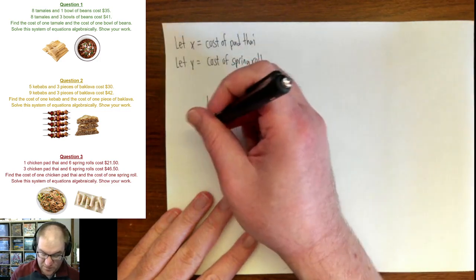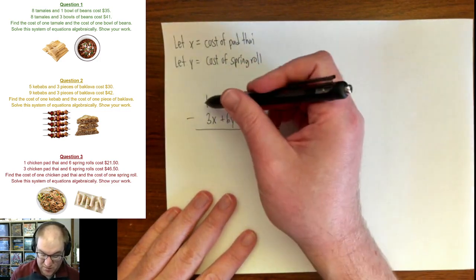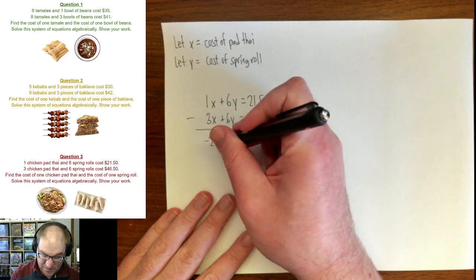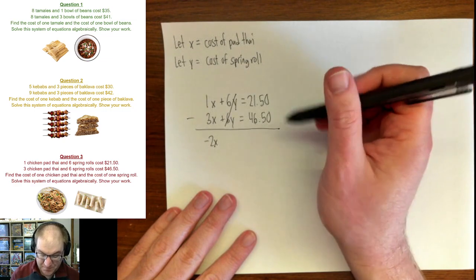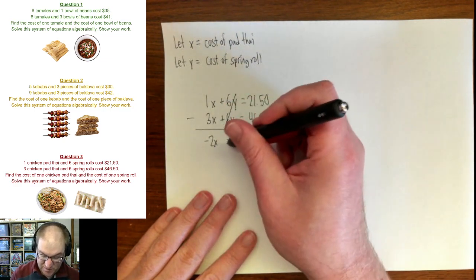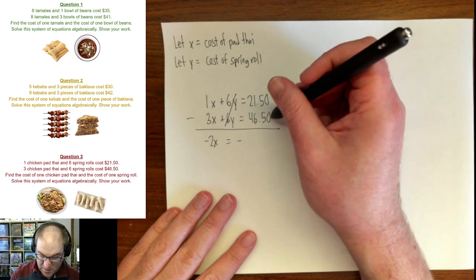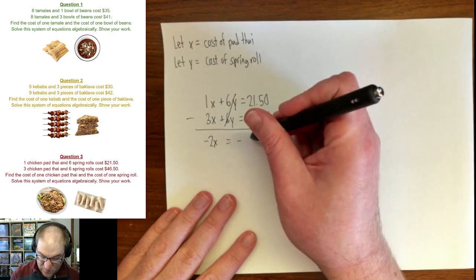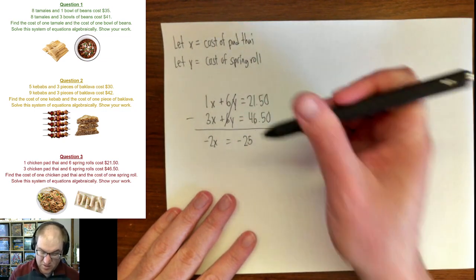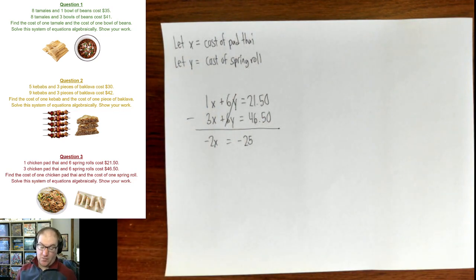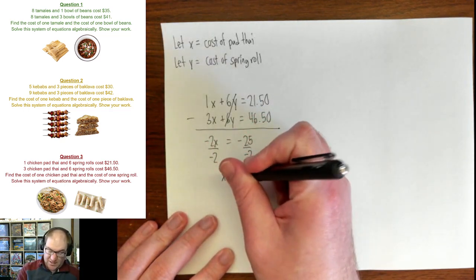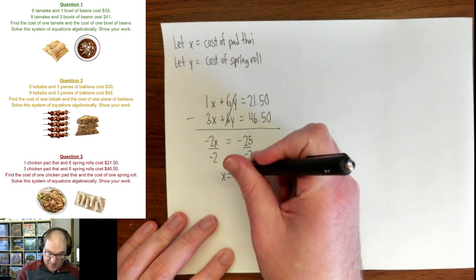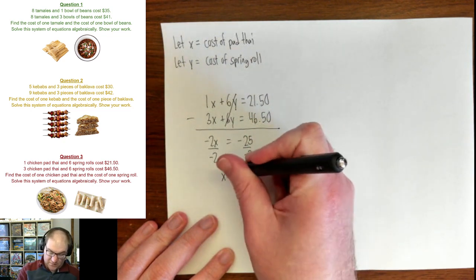I'm going to ask myself, what's the difference between these two equations? 1x minus 3x is negative 2x. 6y minus 6y will cancel. 21.50 minus 46.50 is going to be negative: 50 minus 50 is 0, 46 minus 21 is 25. So negative 2 pad thais cost negative $25. Let's divide both sides by negative 2, and we'll get that x, the cost of a pad thai, is $12.50.